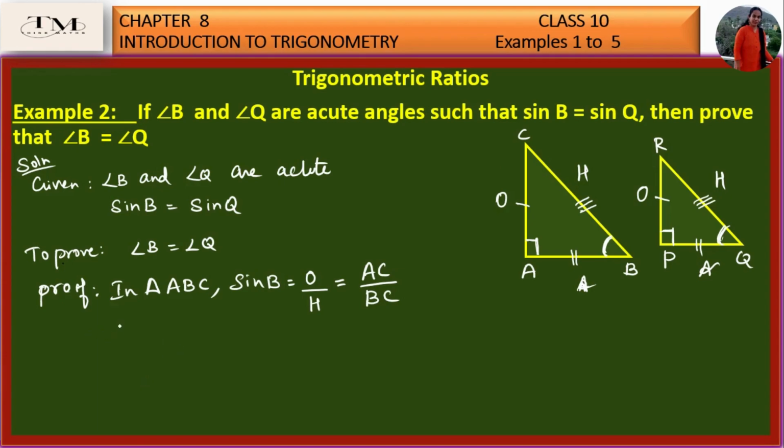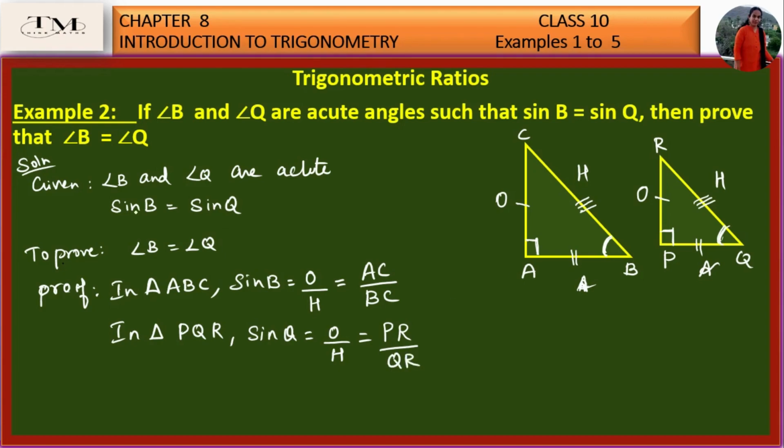Now in triangle PQR, sin Q is given. So what is sin Q? Sin Q is also opposite by hypotenuse. What is opposite here? It is PR, divided by the hypotenuse, which is QR. Hypotenuse side is QR.